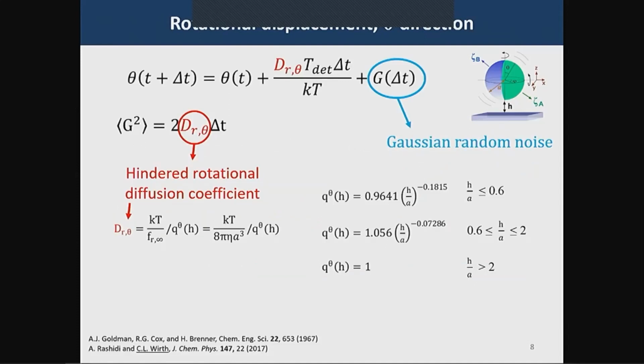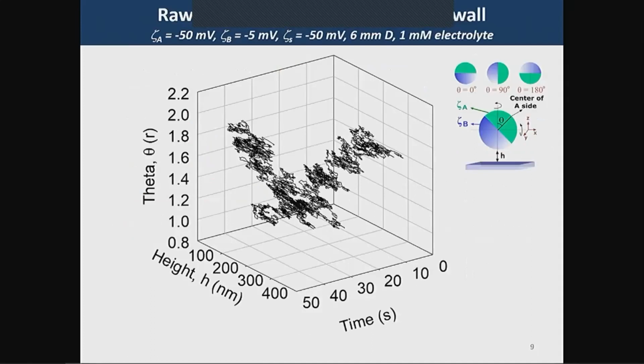So if you run these stepping algorithms, then you get raw data that looks like this. On the primary y is theta, on the primary x is height, and then on the secondary x is time. So these are fluctuations in position and orientation, but then like TIRM, we want to be able to utilize these fluctuations in position and orientation to calculate the potential energy profile, that thing I showed you on the first slide.